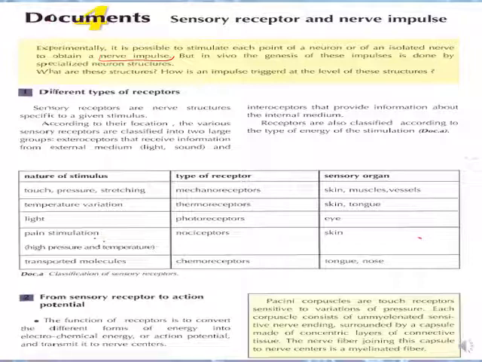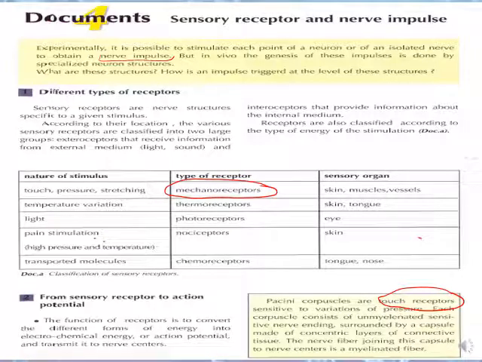From sensory receptor to action potential. The function of receptors is to convert the different forms of energy into electrochemical energy, or in a simple way, action potential, AP, and transmit it to the nerve centers. Pacinian corpuscles are touch receptors that are sensitive to variation of pressure. So the pacinian corpuscles, as I said here, are mechanoreceptors.